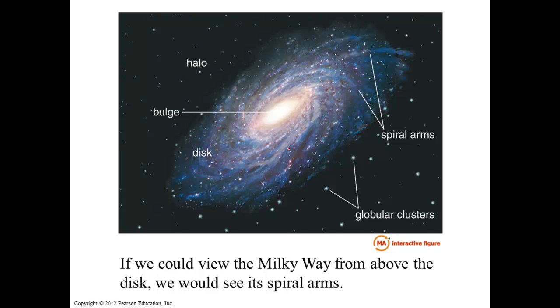Actually, we think our galaxy is not just a spiral galaxy, but a barred spiral. The bulge is actually more of a bar of stars, and we have major arms coming off and then minor arms in between: a barred spiral.